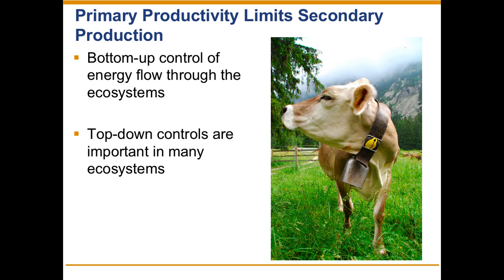You can also think of this as a top-down perspective. So if we've got lots and lots of cattle, they'll overgrazed the primary producers, restricting the amount of production that can be performed in any one season.